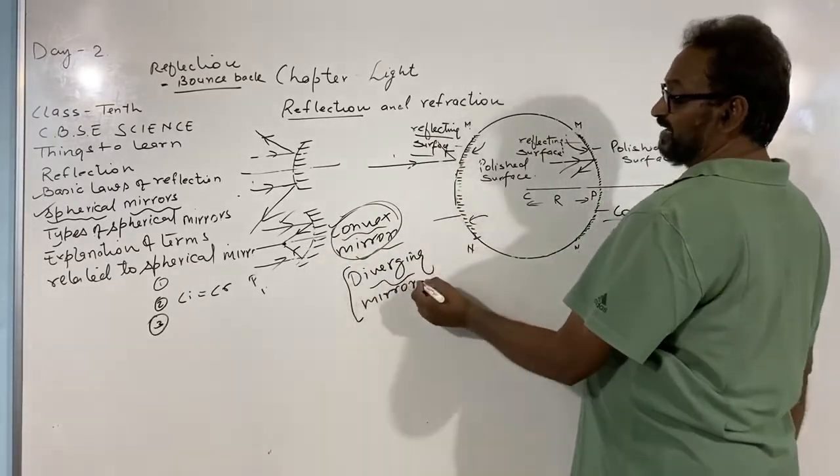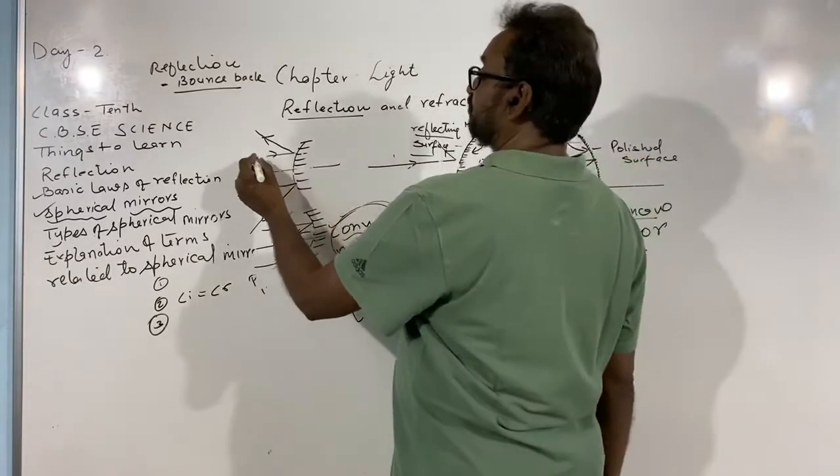It is also known as diverging mirror because the rays of the light which fall on it diverge after reflection.